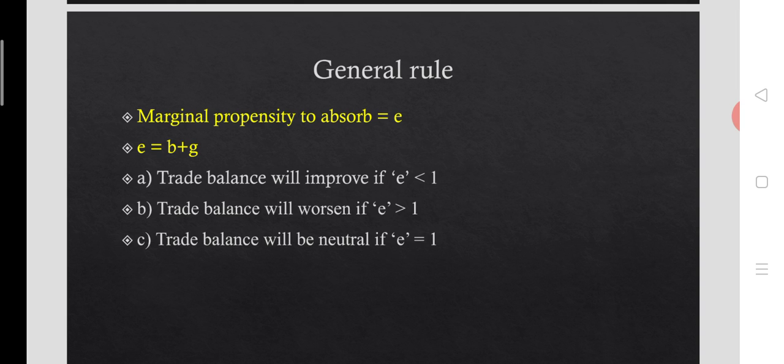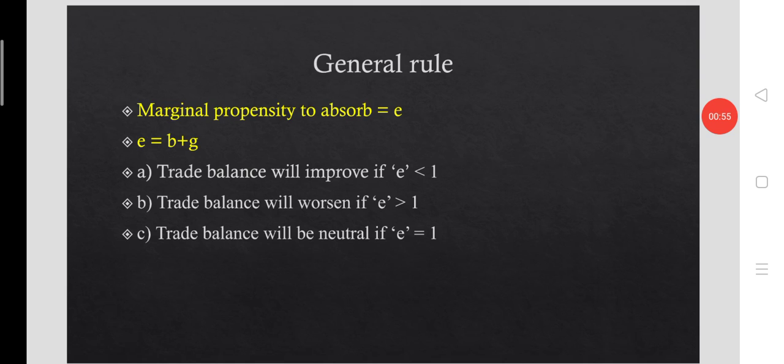So let's look at the general rule for the absorption approach according to Sidney Alexander. Before going to that, the most important point is marginal propensity to absorb. It is written as E. So E is a marginal propensity to absorb. It is equal to B plus G. So B is marginal propensity to consume and G is marginal propensity to invest.